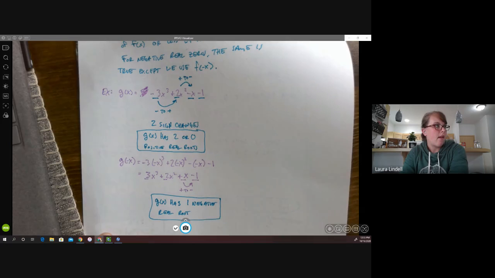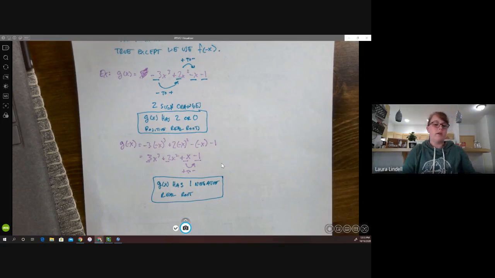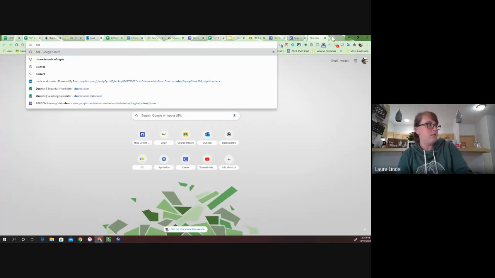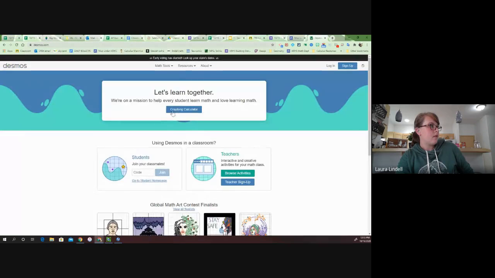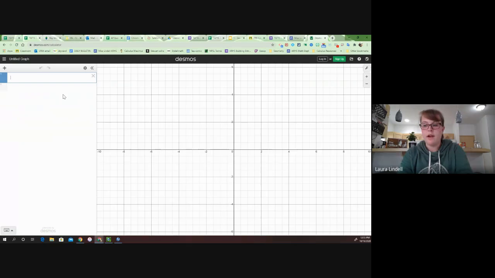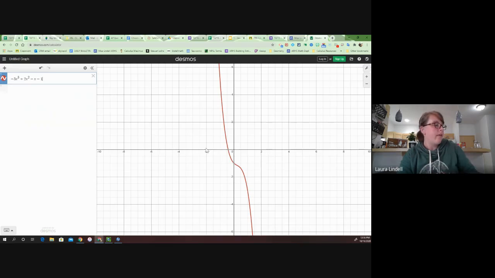Okay. And the cool thing is we could check this if we used a graphing utility like Desmos or something. If we were to graph g of x is -3x to the third plus 2x squared minus x minus 1, we see that this has one negative real root and no positive real roots, which fits within what we expected from Descartes' rule of signs, because we could have either 2 or 0 positive real roots, and it told us we were going to have one negative real root. And that does work out here.